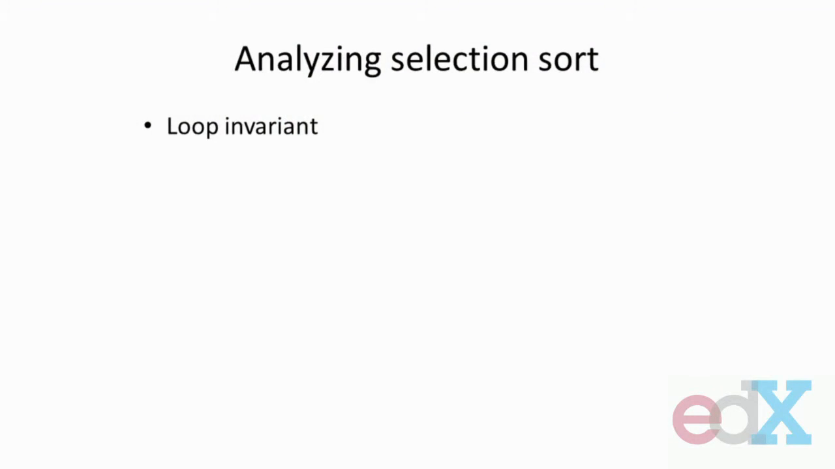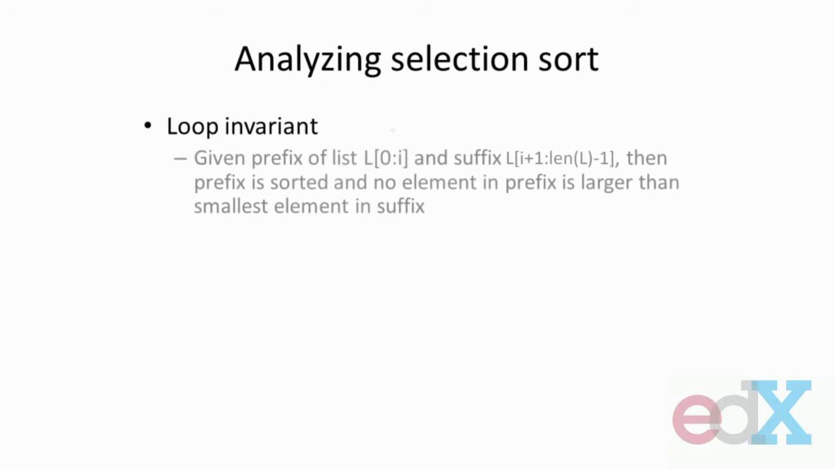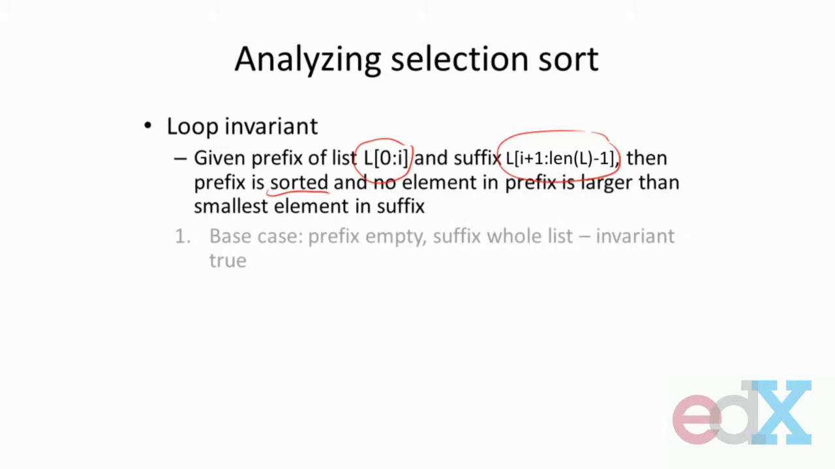The loop invariant here is pretty straightforward. Given a prefix of the list, the first part of the list, and a suffix of the list, everything after the ith location, the loop invariant says that every time I go through this loop, the prefix is sorted, and that there's no element in the prefix that's larger than the smallest element in the suffix. Everything in the prefix is smaller than everything in the suffix. Okay, that's my loop invariant. Let's see if that holds true. Well, in the base case, the prefix is just empty, so it's trivially sorted. The suffix is the whole list, and it's trivially the case that everything in the prefix is smaller than the smallest thing in the suffix.